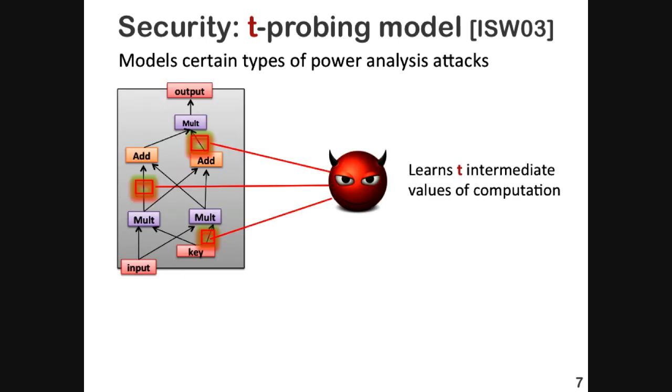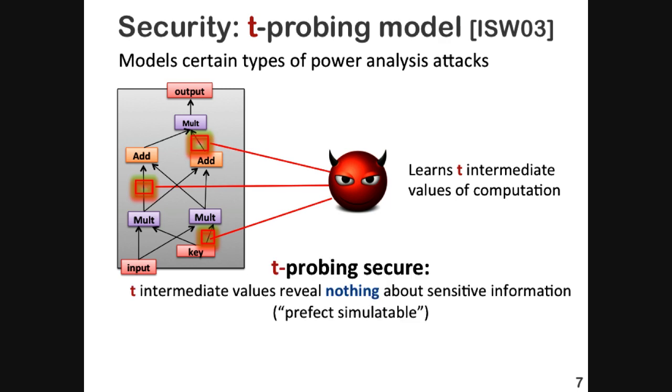So what does this t-probing model say? It says essentially the adversary can learn some of the intermediate values that are produced by the circuit. For example, here he could learn some bit of the secret key, or here some output of the addition gate. The only restriction is that he is bounded to learn up to t intermediate values. Security of a masking scheme guarantees that as long as the adversary is restricted to learning only t intermediate values, he learns nothing about the values on which we actually compute. And typically, we aim here for perfect security, so we want a perfect simulator that can simulate the view of the adversary.